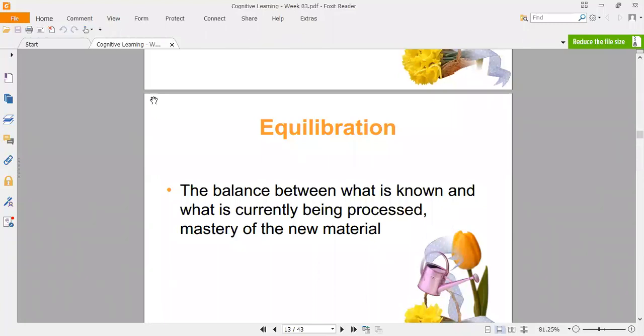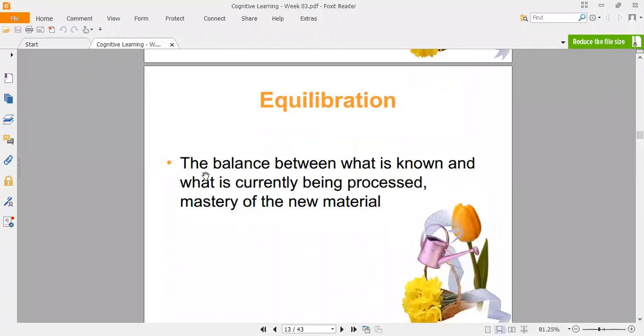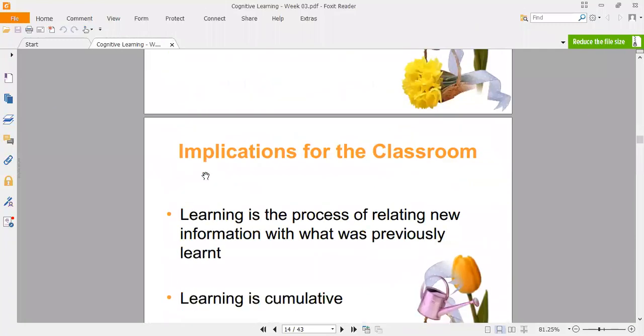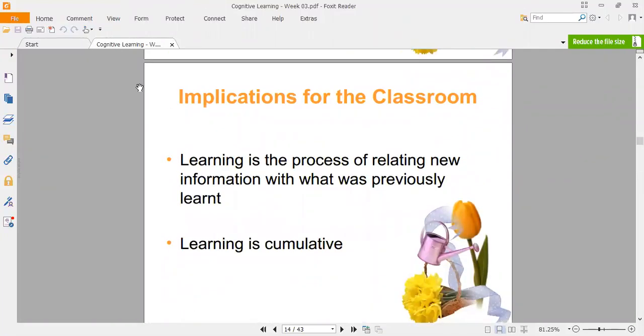Understood what I mean? Stage by stage, you are changing their cognitive ability, right? How you can implement it in the classroom, right? Because of that, the most important word here is that learning is cumulative. What is that? The word is cumulative.